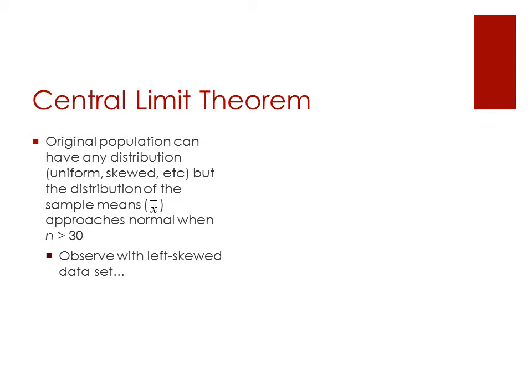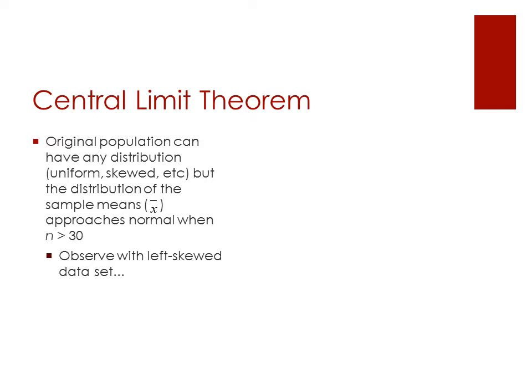Okay, now we need to apply this. So the data set we previously worked with was a normal distribution. So although the distribution got more narrow and the mean started occurring more often, the shape remained normal. But what's really important about the central limit theorem here is the original population can have any distribution. It can be uniform, it can be skewed to the left, it can skew to the right. But the distribution of the sample means will approach normal when our n is greater than or equal to 30.